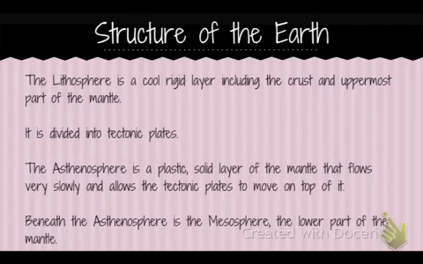The structure of the Earth is when we start talking about its actual functionality and what those pieces do. So the lithosphere is the cool, rigid layer that includes the crust and the uppermost part of the mantle. The lithosphere is divided into tectonic plates. The asthenosphere is a plastic solid layer of the mantle that flows very slowly like asphalt, and it allows the tectonic plates to move on top of it.